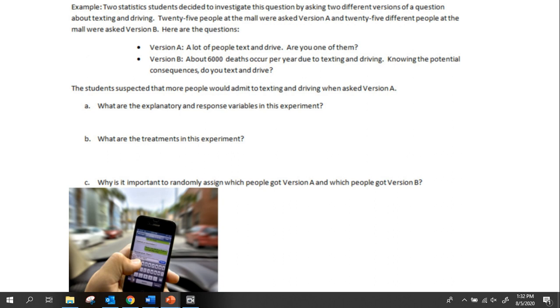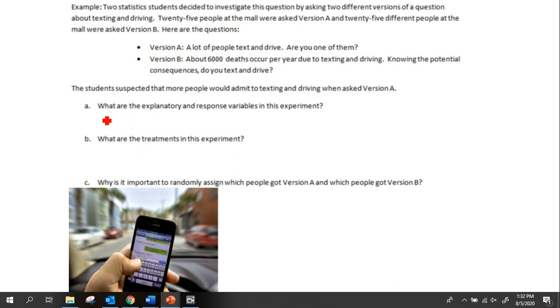Version B: about 6,000 deaths occur per year due to texting and driving. Knowing the potential consequences, do you text and drive? The students suspected that more people would admit to texting and driving when asked version A.